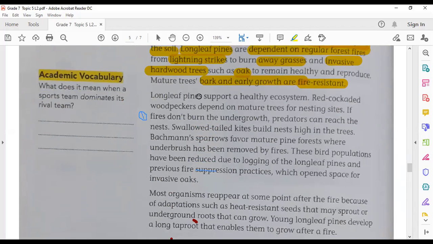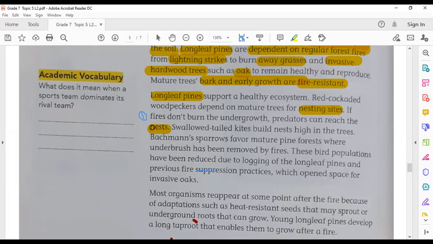Longleaf pines support a healthy ecosystem. Red-cockaded woodpeckers are dependent on mature trees for nesting sites. Do you know this bird? The woodpecker. This type of bird prefers longleaf pines. If fires do not burn the undergrowth, predators can reach the nests.